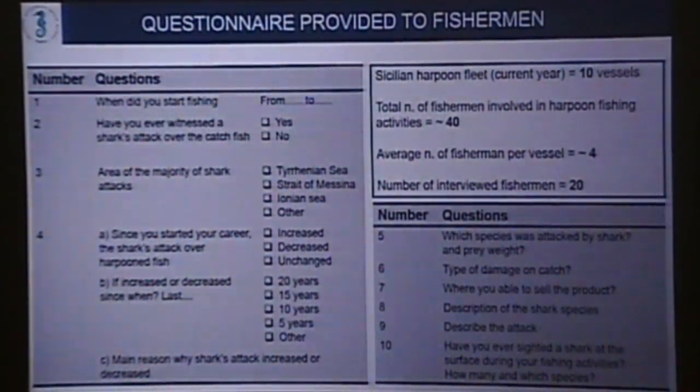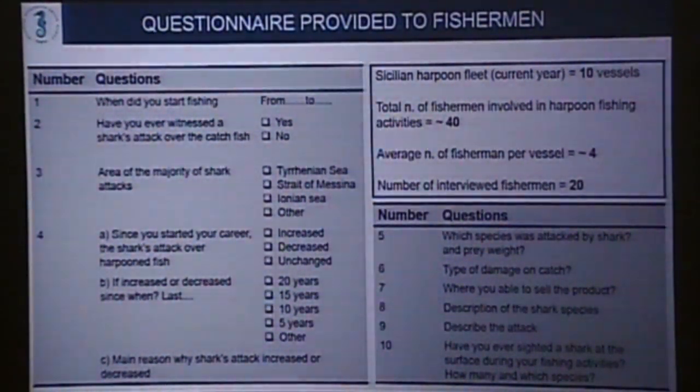First of all, we were interested in knowing the fishing experience of the fishermen. Then we asked if they ever saw any shark attacking the catch, the area where the attacks happen most, if the shark attacks increased in the last few years, and the reason why this happened. The species attacked most by the sharks, the type of damage on the catch.